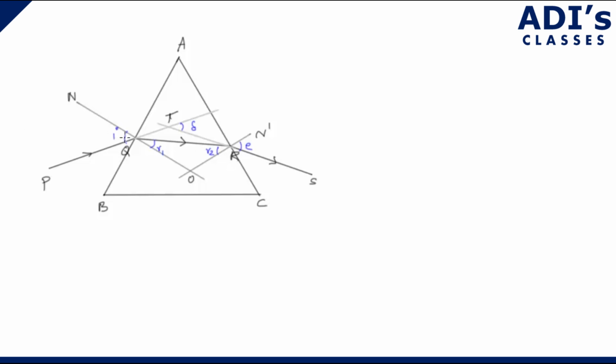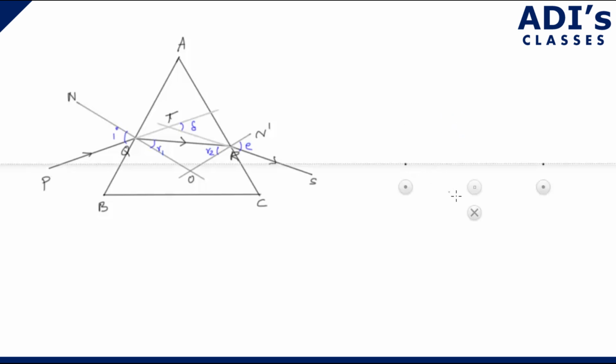Now, when we talk about minimum deviation, we try to change the value of I so that I and E will become the same. At that point, what is the value of delta? For minimum deviation, delta has to be 0. So when delta becomes 0, that's what we call the minimum deviation.